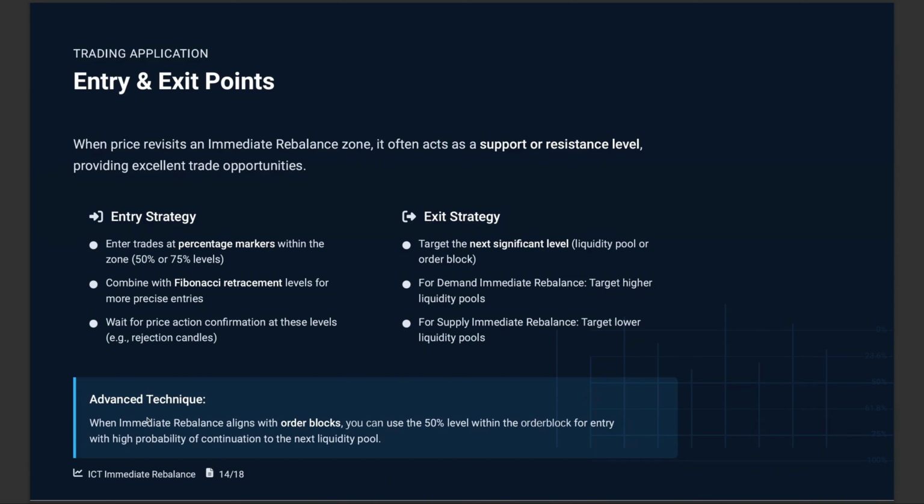Now, advanced technique. When immediate rebalance aligns with order blocks, you can use the 50% level within the order block for an entry with high probability of continuation to the next liquidity pool. Now, I'm also sure that ICT says that if you're using immediate rebalances, he doesn't want you taking partials, right? So if I was you, don't take partials, and I would actually agree with that. Don't take them, just let the trade ride all the way to TP, all right?